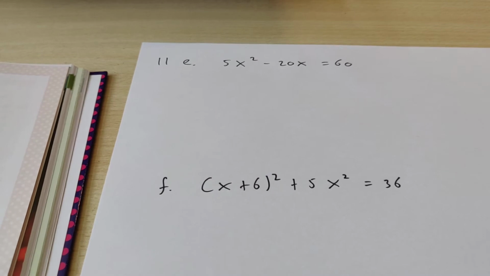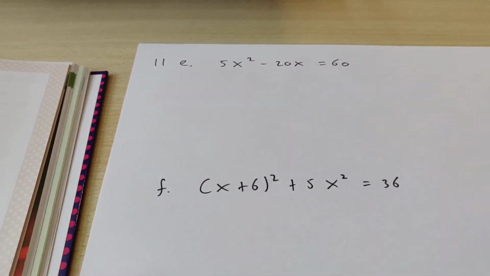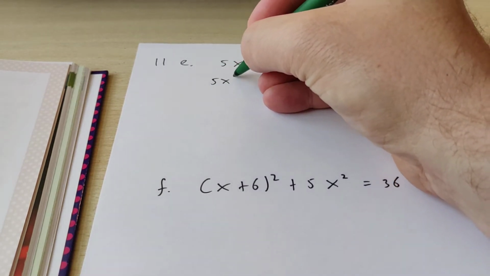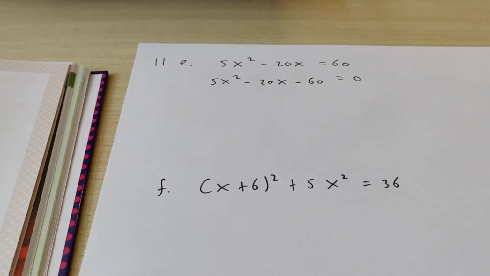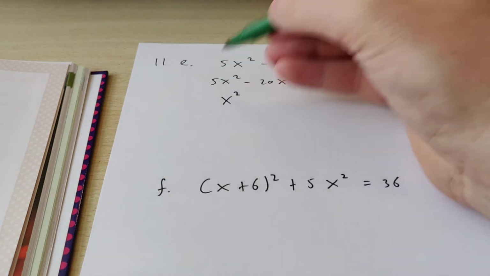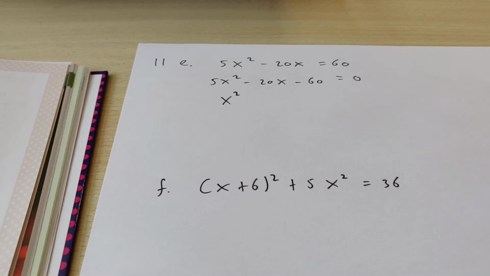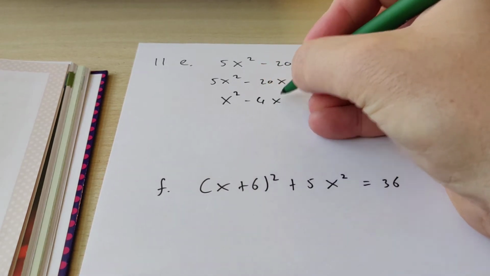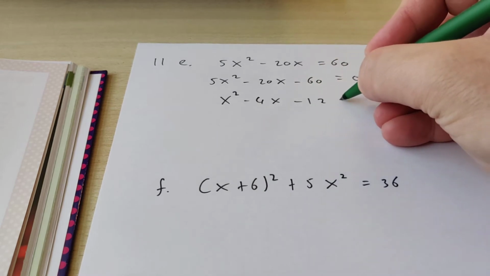Let's go to 11E. Here we have 5x squared minus 20x equals 60. Now if you want to solve it, you first want to have a 0 there. So we do 5x squared minus 20x minus 60 equals 0. Now you also want to have x squared over here, but now it says 5x squared. So we can divide everything by 5. If you do that, you get minus 4x here. And if you divide this by 5, you get 12.